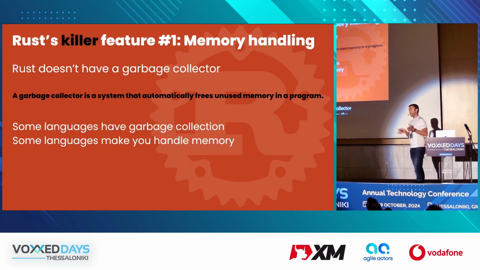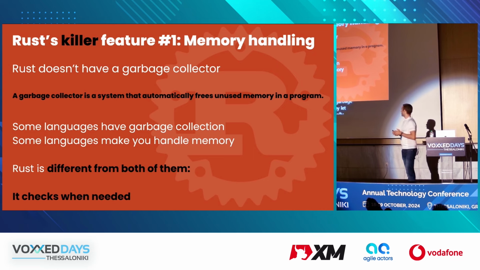So some languages have a garbage collector. Some languages let you handle the memory manually, like for example, C. So it's a bit of a nightmare when we do this. And Rust is different from both of them. And it checks when needed.